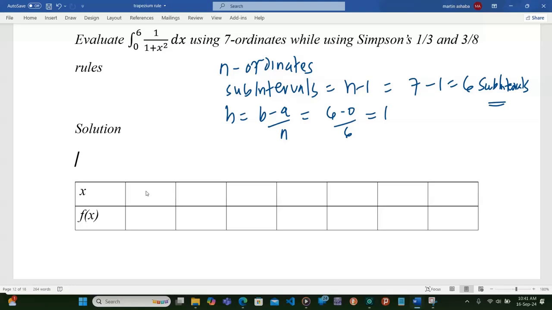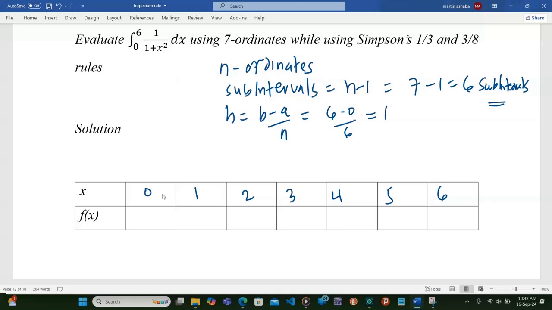So if I start from 0, I'll go to 1, 2, 3, 4, 5, to 6. And that is the end. So how many ordinates? 1, 2, 3, 4, 5, 6, 7. So I have 7 ordinates, but how many subintervals? 1, 2, 3, 4, 5, 6. So I'll be having 6 subintervals, but I'll be having 7 ordinates.